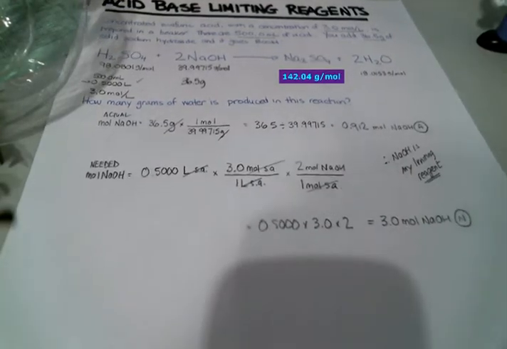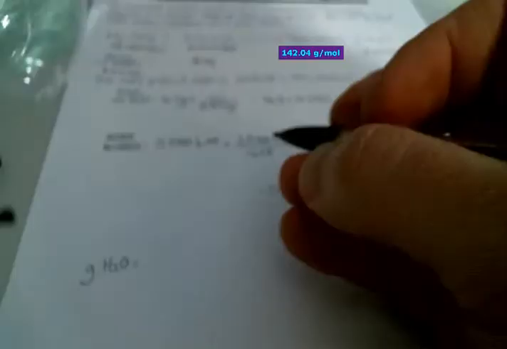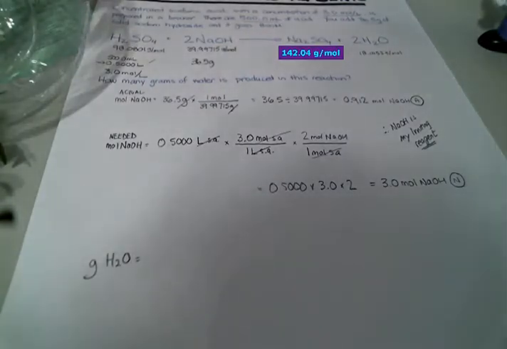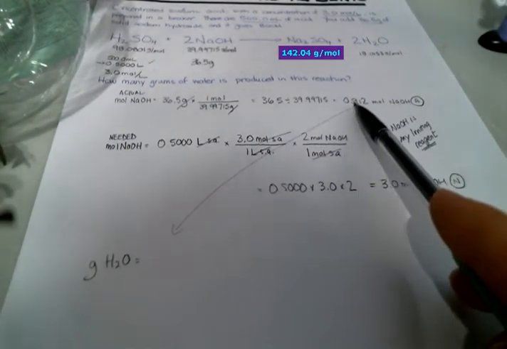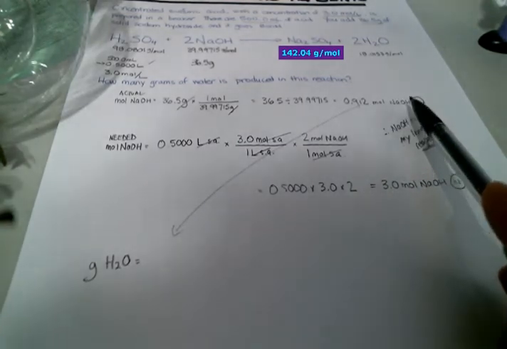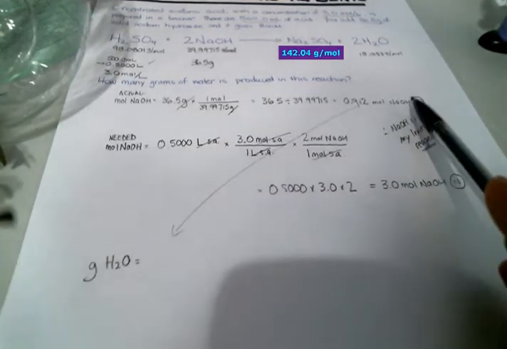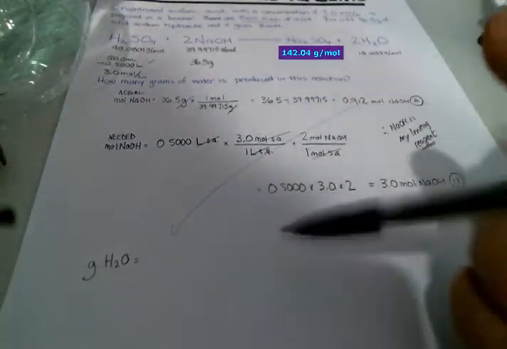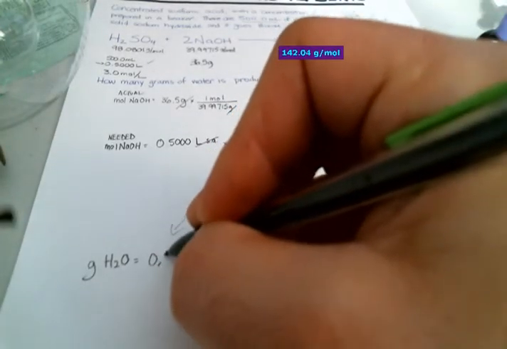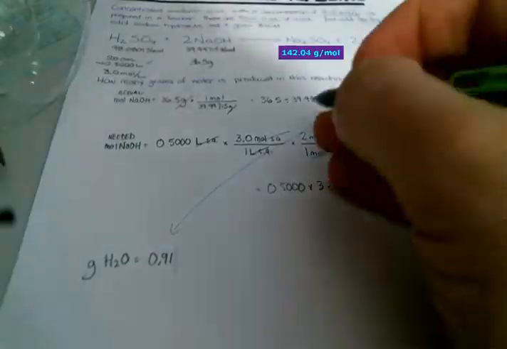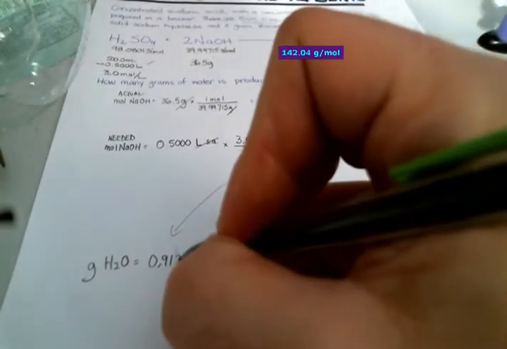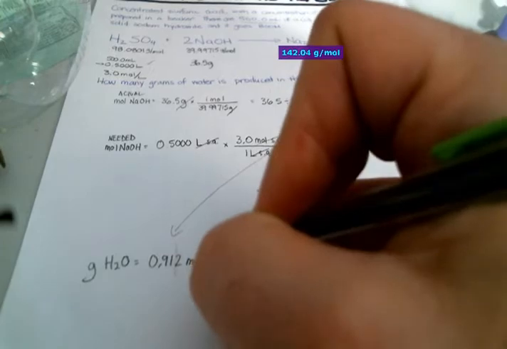Which means when we are trying to calculate how many grams of water we have, which was the whole purpose of the question to begin with, we are going to start with the sodium hydroxide amount. Because we know that there's only 0.912 moles of sodium hydroxide to react, and we know that's the limiting reagent, we can actually start with that as our first value. And this actually saves us some time, because we don't have to basically redo a calculation that we've already done.